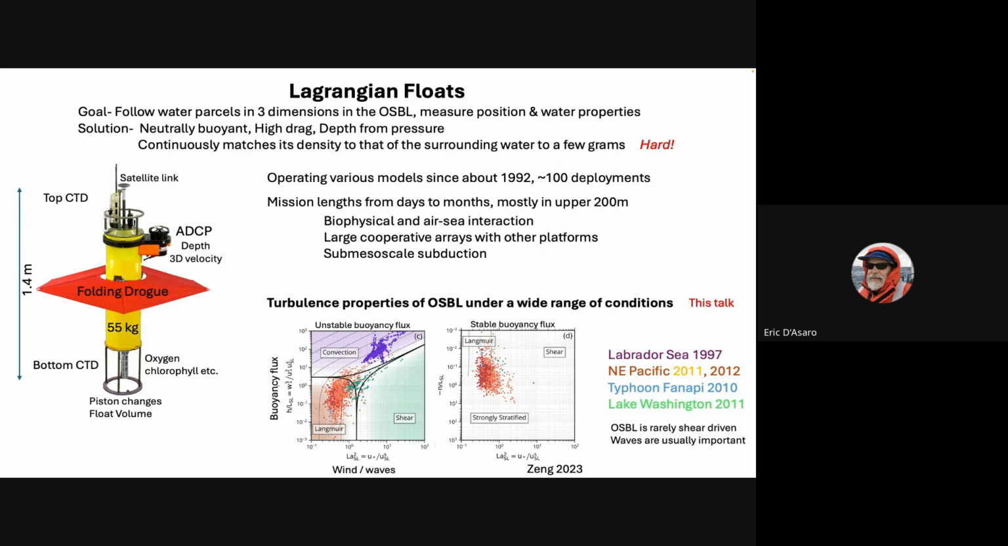The goal is to follow water parcels in 3 dimensions in the ocean while measuring the position and the water properties. So what it looks like, we can measure the water properties from instruments on the top and the bottom. I won't talk about that in detail. The way you do that is you make it neutrally buoyant, really, really neutrally buoyant. And you have a high drag. And what it has is a little piston, or a pretty big piston, almost a liter worth of piston that pushes in and out of the bottom, that's computer controlled based on what the density of the water is, which we measure. And we have to know the density of this instrument as it's compressed and as it warms and cools.